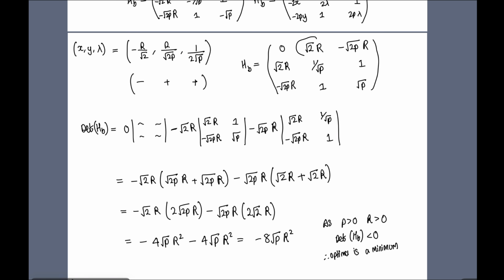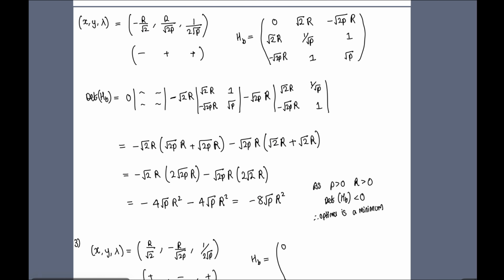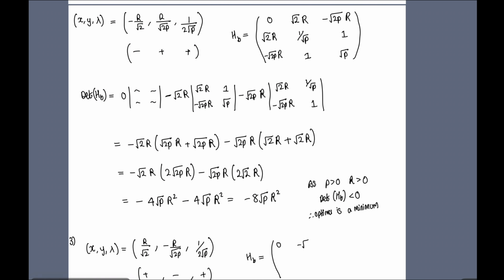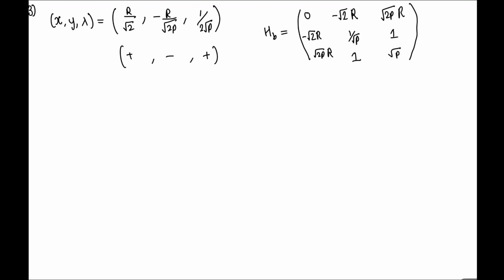So this will change. It will now be negative root 2r. This will change. It will now be positive root 2pr, and that follows over here. This won't change because both lambdas are still positive, so we still get 1 over root p, and 1, and then 1. And again, this will not change because both lambdas are still positive, so we get root p. If we now work out the determinant of this matrix, we get 0.